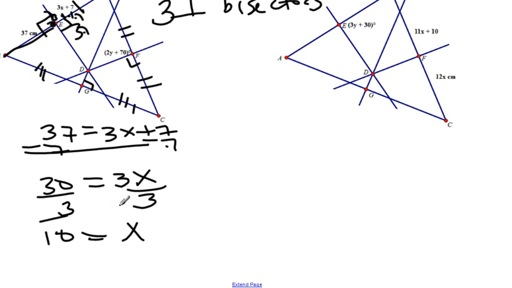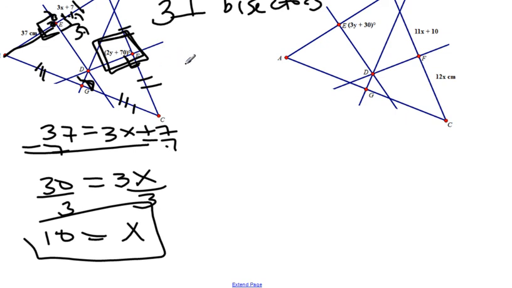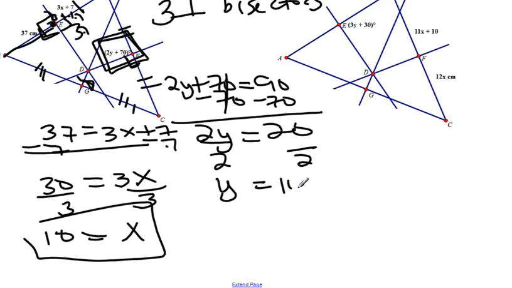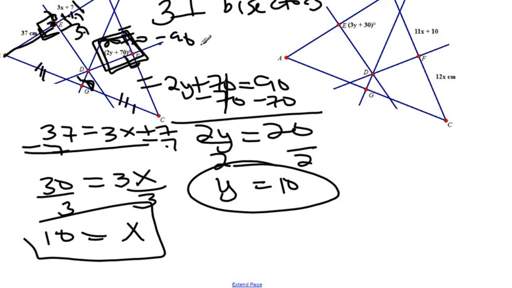Now I have to solve for y. Well, I remember I said that they're all perpendicular, so these are all right angles. So that means that this angle is a right angle. So that means that angle BFD, which is 2y plus 70, is a right angle of 90 degrees. So I subtract 70 from both sides, and I get 2y equals 20. Divide by 2 on both sides, I get y equals 10. I'm going to plug that back in just to make sure. 2 times 10 is 20, plus 70 is 90.